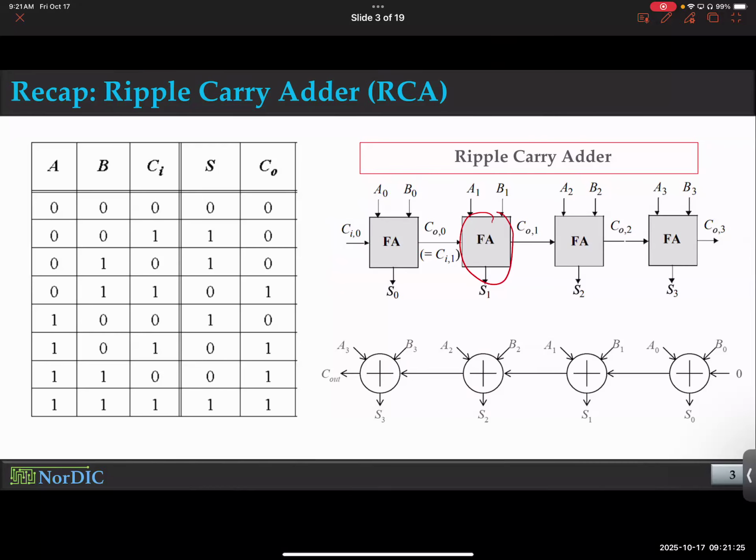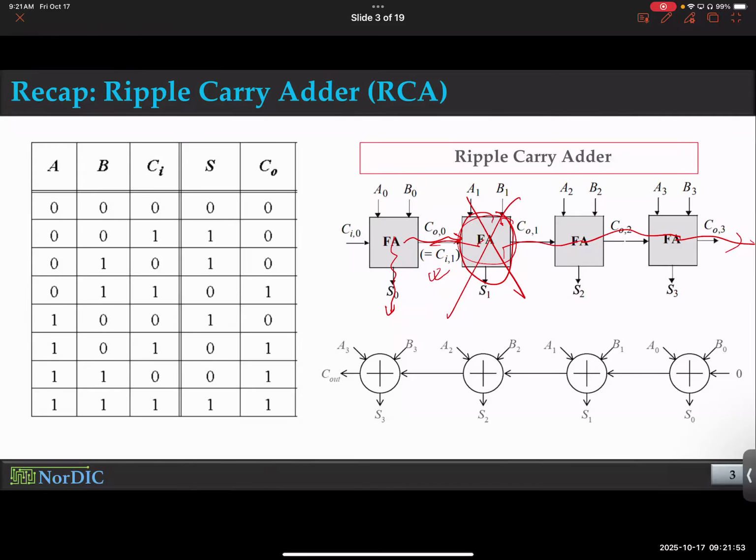Your next stage cannot do any computation before it knows what the carry is. Can it? Can it do anything? So it will just sit there for a while until this guy finishes computing sum and carry. And then the second stage can start doing its business. And then the third one, and then the fourth one, and eventually you get the carry. So you see, you cannot do this thing in parallel.